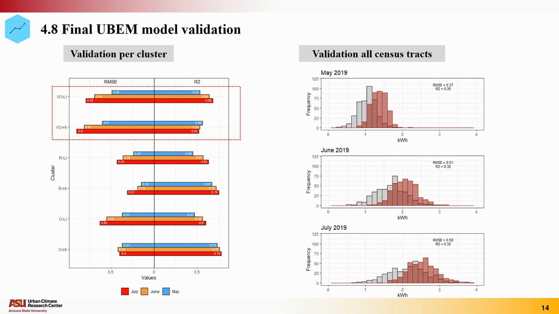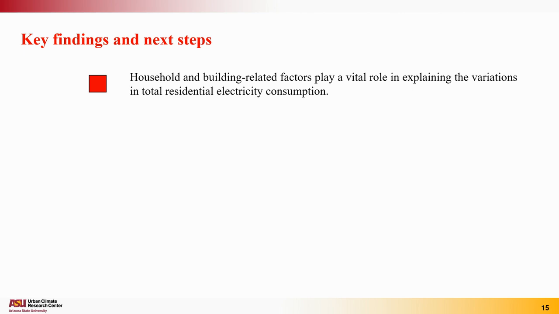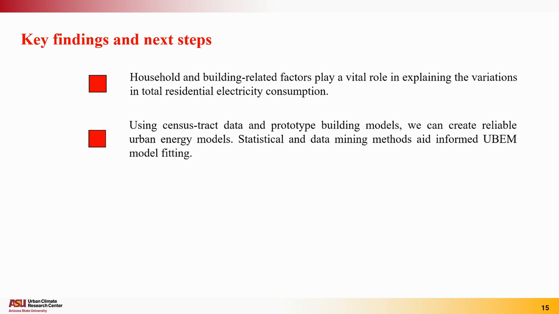That can be related to the need for a better calibration procedure, but also to other uncertainties in terms of occupant behavior. So to finish, we found that household and building-related factors play a vital role in explaining the variations in total residential energy consumption. We show that using common census data, available building prototypes, and aggregated energy utility data, we can feed a reliable UBEM model.